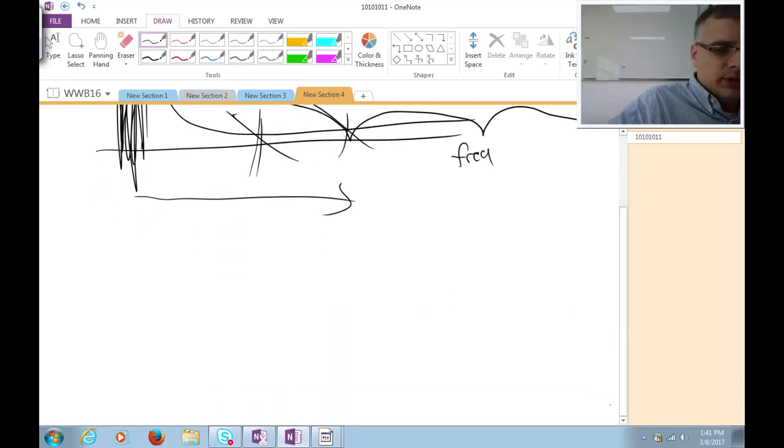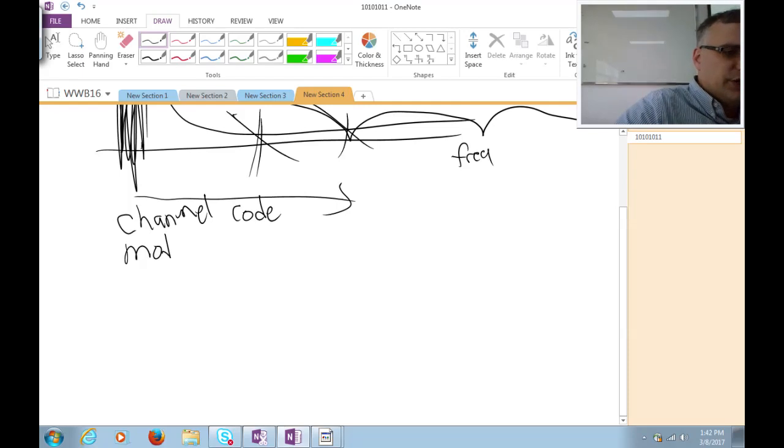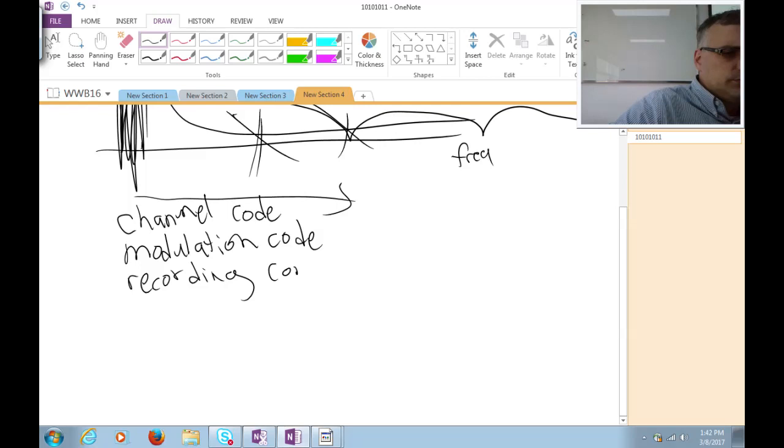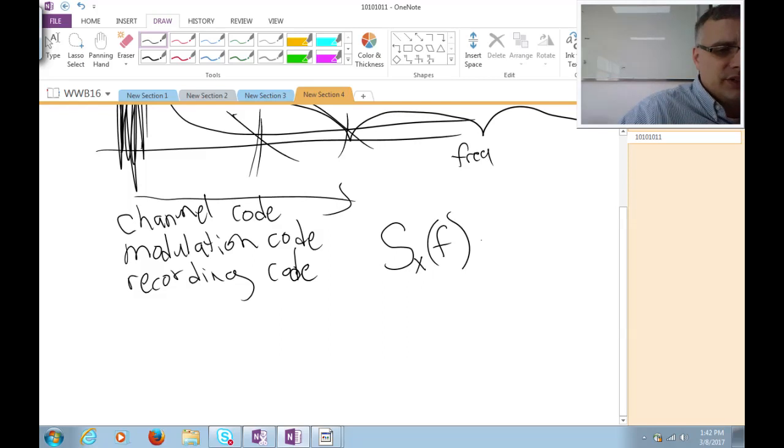So then the next thing that people like to do is employ something called a channel code. This is a way to encode data that circumvents certain problem areas in your channel. This also is called a modulation code, and it's also called a recording code. And so the idea is, choose a recording scheme so that the power spectral density of your desired signal has a null at f equals zero.